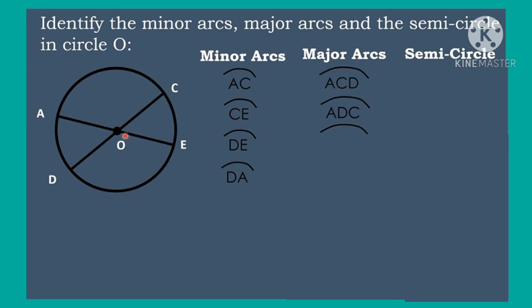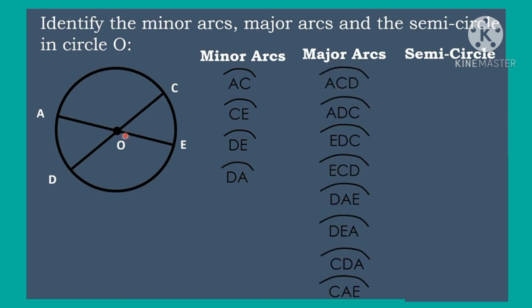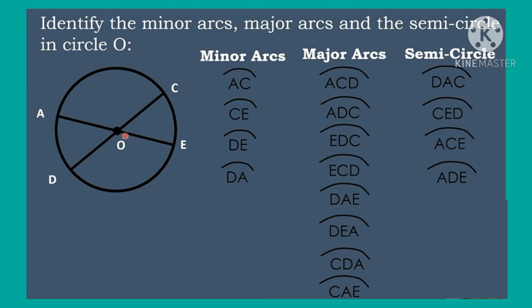Major arcs are greater than 180 degrees, that is arc ACD, arc ADC, arc EDC, arc ECD, arc DAE, arc DEA, arc CDA, and lastly arc CAE. Let's now name the semicircle. Arc DAC, arc CED, arc ACE, and lastly arc ADE.